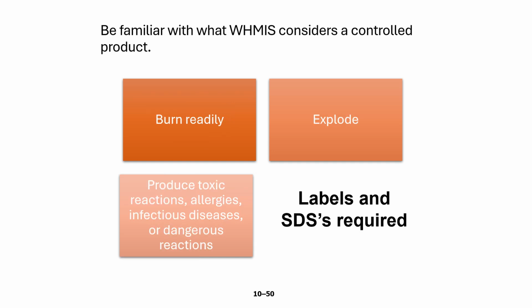Regulations require suppliers, distributors, and importers to provide labels and SDSs for a WHMIS controlled product that they sell for use in Canadian workplaces. Controlled products include those that burn readily, can explode, and have a toxic reaction, allergies, infectious diseases, or dangerous reactions. Labels and SDS sheets are required.